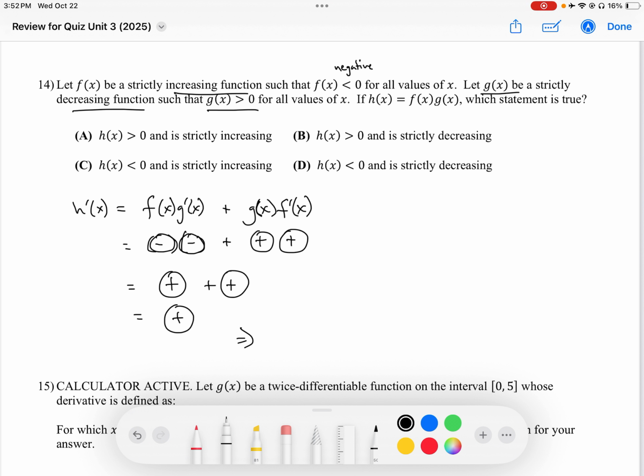And therefore, we know that h is strictly increasing. So that is going to get rid of these, but now we need to figure out whether h is positive or negative. But remember, f is negative and g is positive, so therefore h is going to be negative. So h is going to be less than 0.